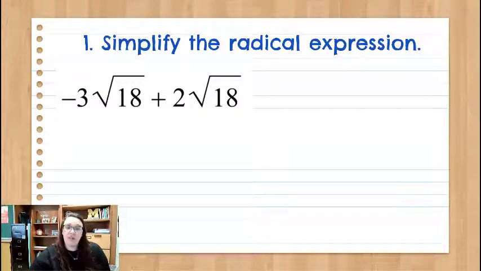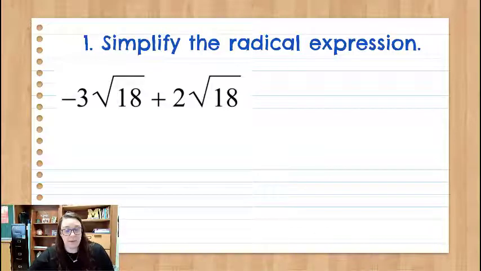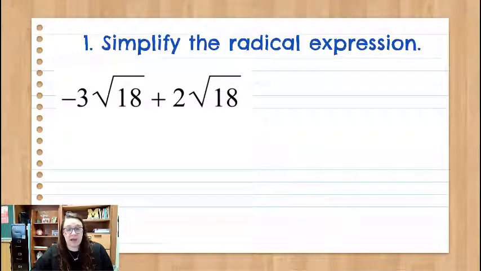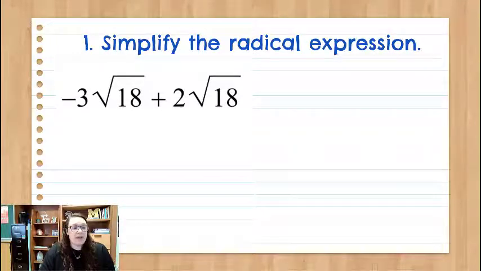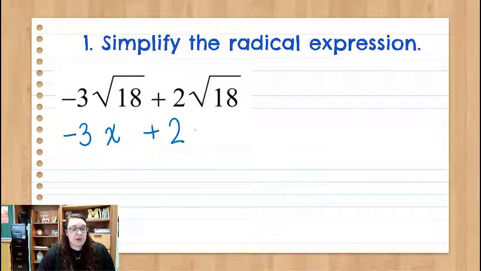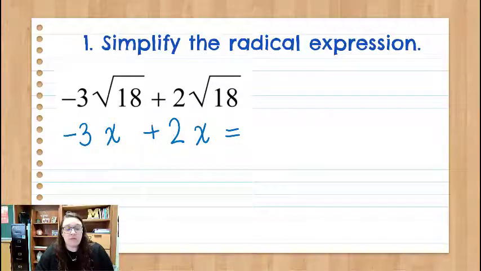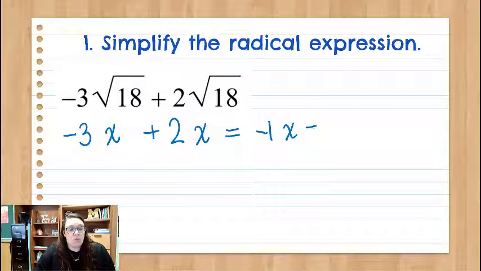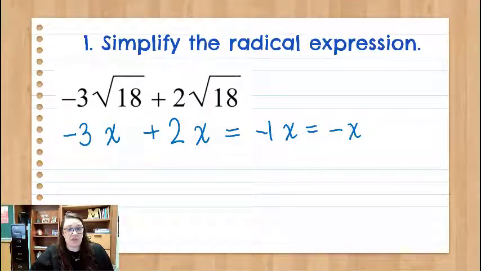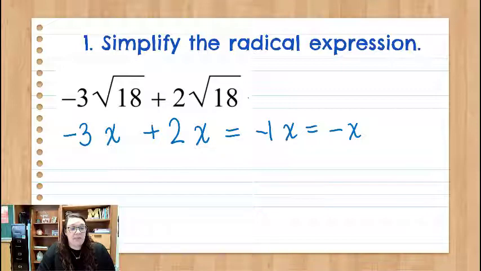Number 1 says simplify the radical expression. As you can see, we have 2 terms here that both have a root 18 in them. Similar to how if we had 2 terms with an x in them, we can combine like terms. The way I think about this is it's like negative 3x plus 2x, where x just happens to be root 18. If I was going to work it out like this, I would combine negative 3 plus 2 is negative 1x, or just negative x. That's the same exact thing we're going to do, except we have radicals. In this case, we have negative 3 of these root 18s plus 2 of these root 18s, so we have negative 1 of them, or just negative root 18.